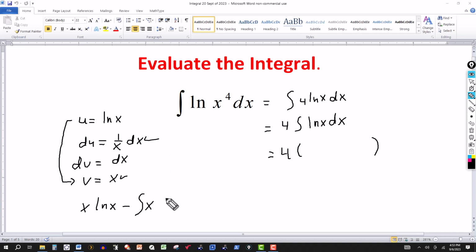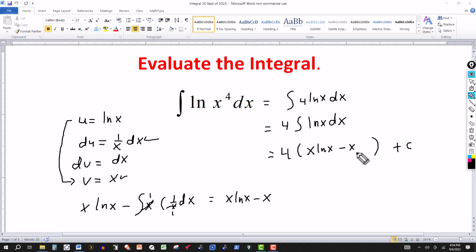So put that in there: 1 over x dx. And then this x and this x cancel. And all I have is the integral of 1 dx. Well, that's just x. So the integral of ln of x is x ln of x minus x. And then we just put it in here. This is x ln of x minus x. And I put the constant of integration over here.